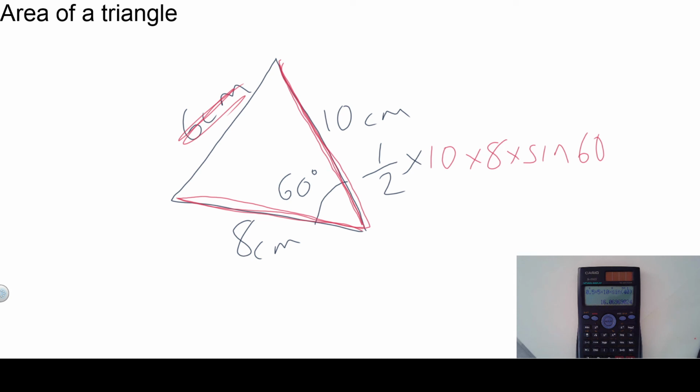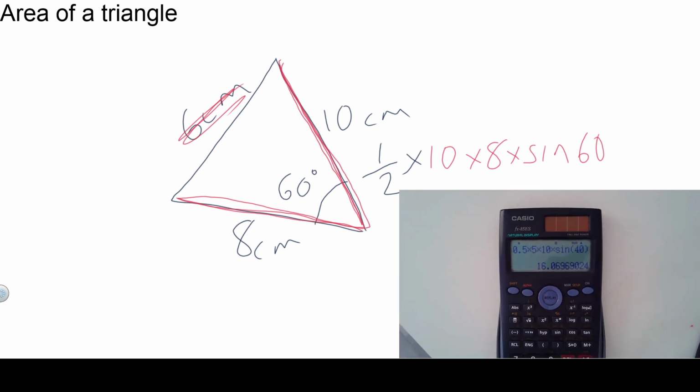So if I did that now on the calculator, we've got 0.5 times 10, the two arms, times sine 60. 60, remember, is in between the two sides that I'm using in my calculation. Right, press the S-D button, 34.64.